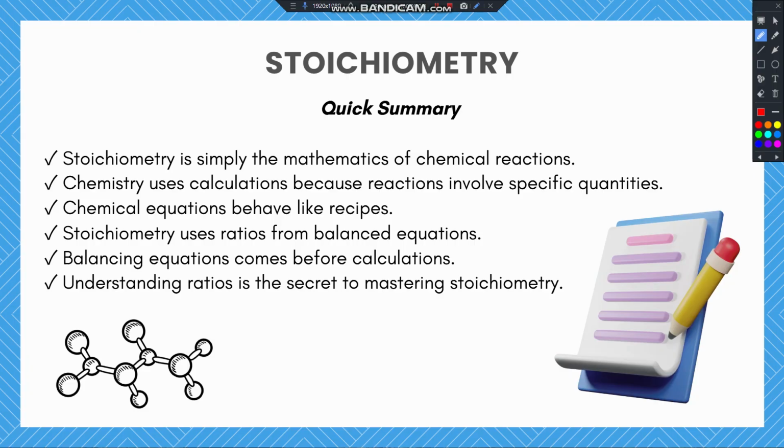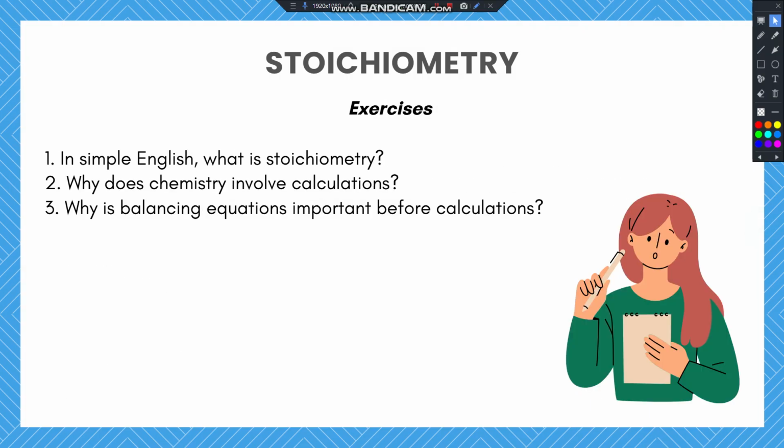So the summary of all we've been saying in this introductory video can be basically summed up as this. Stoichiometry is simply the mathematics of chemical reactions. Chemistry uses calculations because reactions involve specific quantities. Chemical equations behave like recipes. Stoichiometry uses ratios from balanced equations. We're going to be seeing all of that as we progress. And then balancing equations come before calculations. And then finally, understanding ratios is the secret to mastering stoichiometry. We're going to be dealing with all of that. We just wanted to break the ice today by learning the introduction about what stoichiometry is all about.